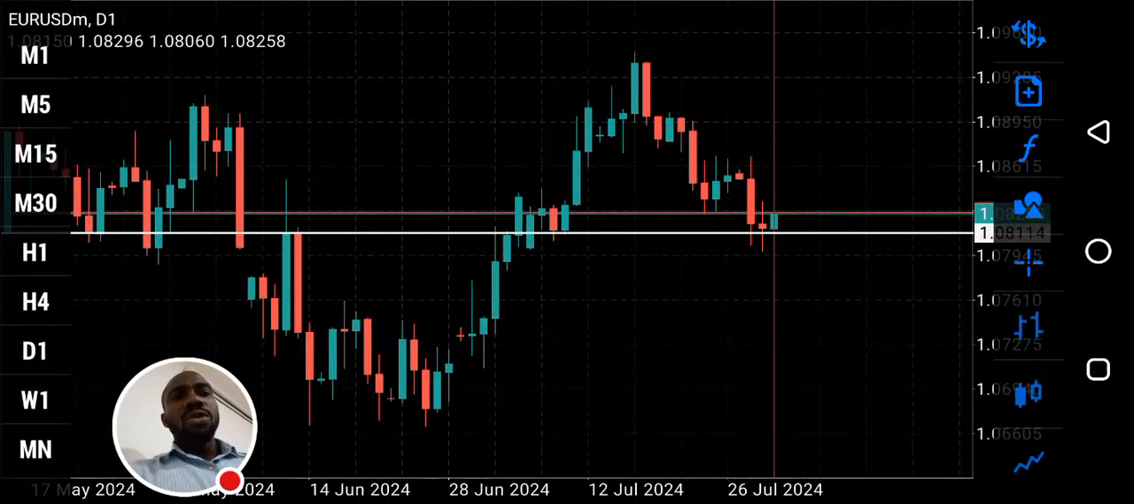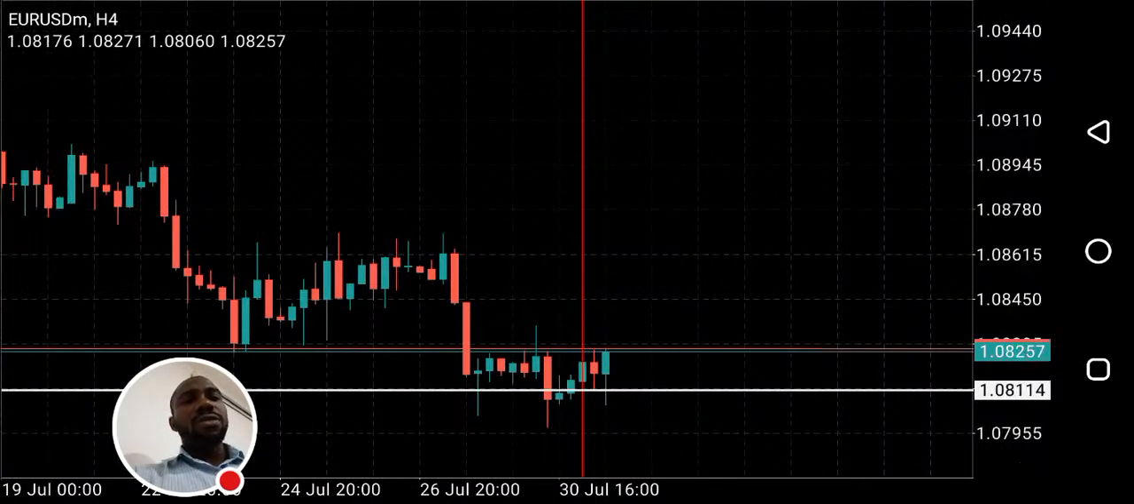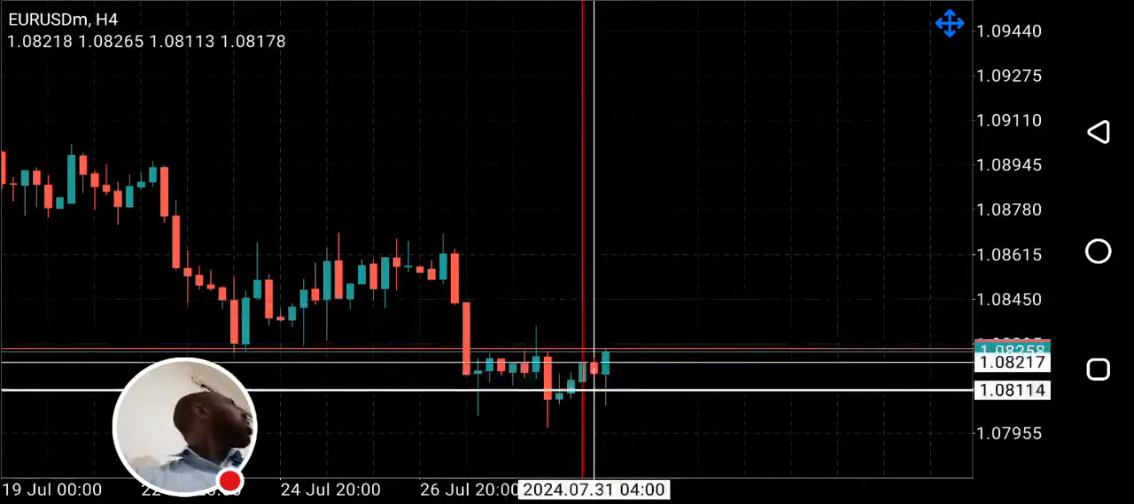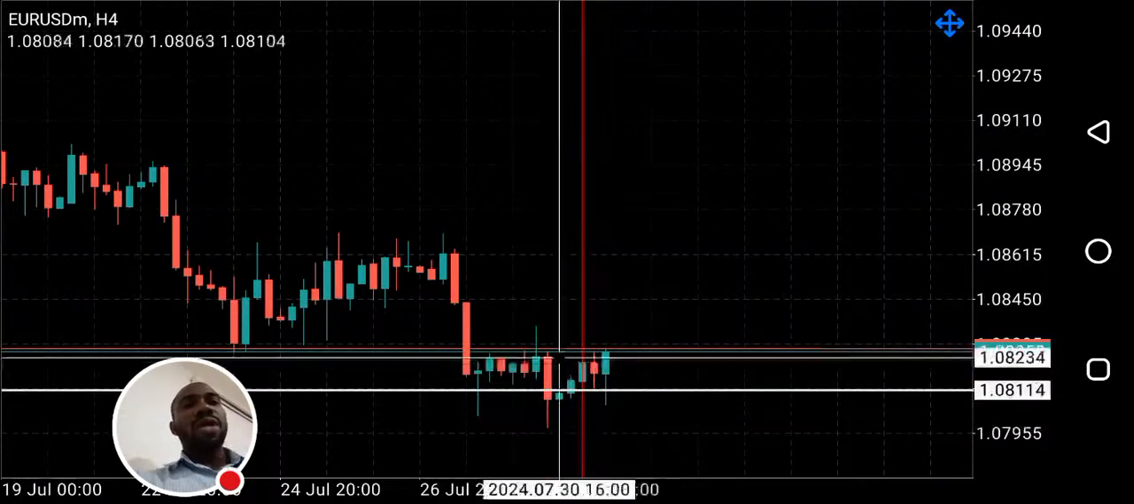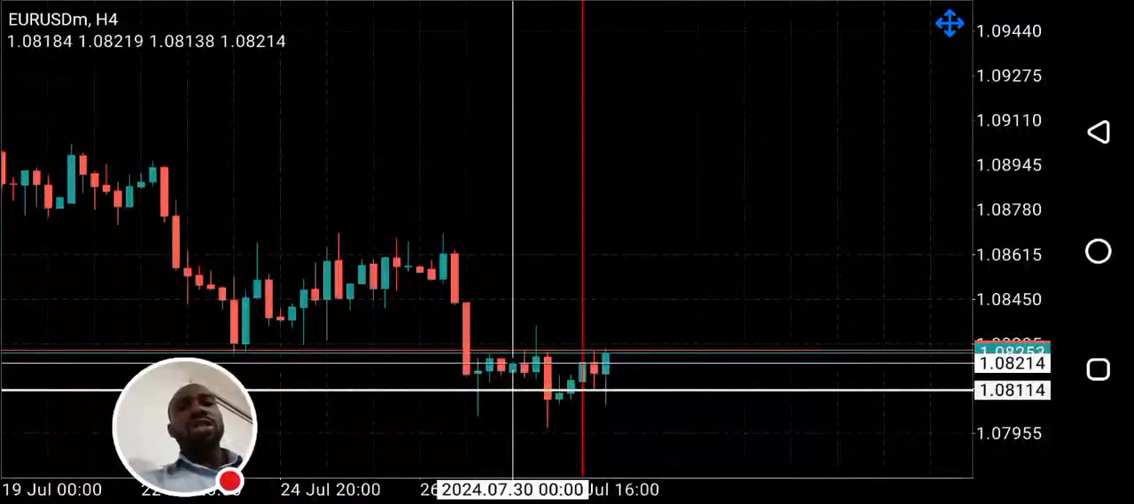Okay, so we go down to the 4 hour. Let's see the pattern. You can see the pattern we had on the 4 hour yesterday. This is a bullish reversal pattern. Can you see that? What we had here is a bullish reversal pattern. At this point, Euro USD would have gone bullish.